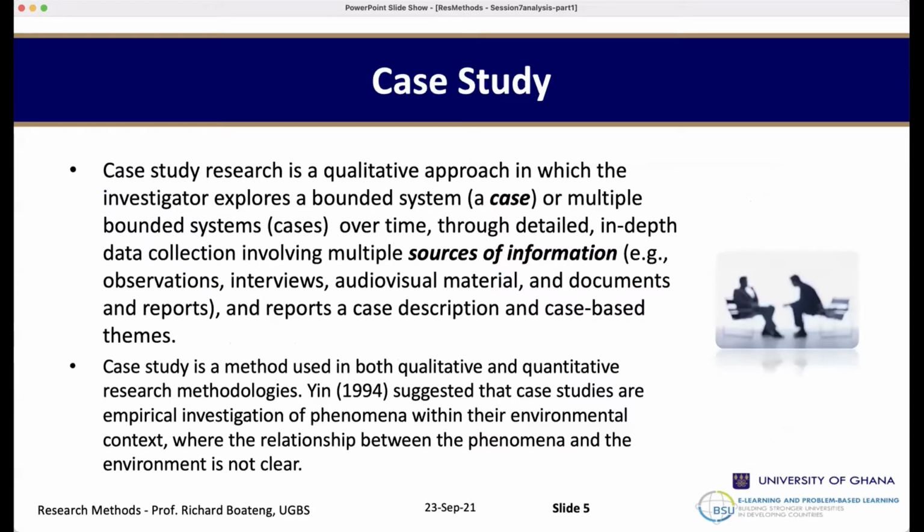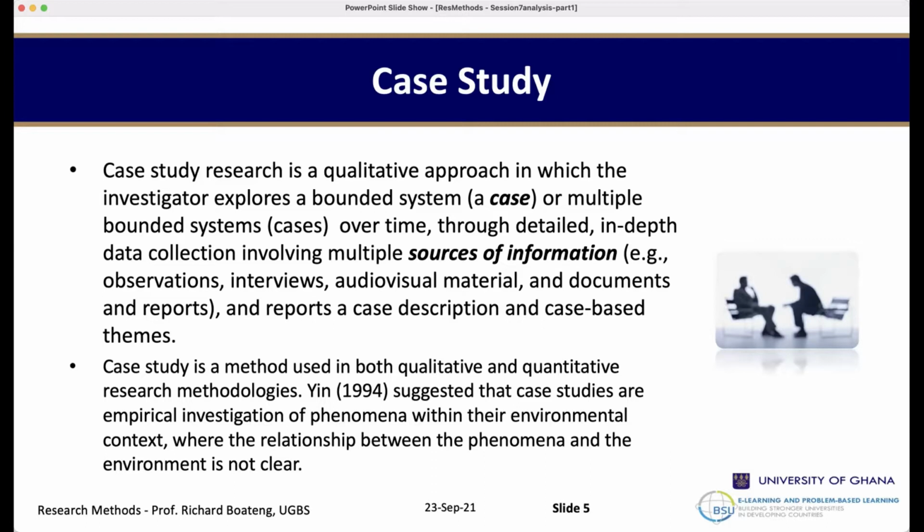Now, when we began last week, I talked about case study being a study of a bounded system, which usually could be a single bounded system or multiple bounded systems over time, through detailed in-depth data collection, which may include observation, interviews, audiovisual materials, and documents, and then be able to produce the case. The case itself has to have a case description, which will explain the context of the case, and then you can follow up with the themes that you want to try and cover or explore.